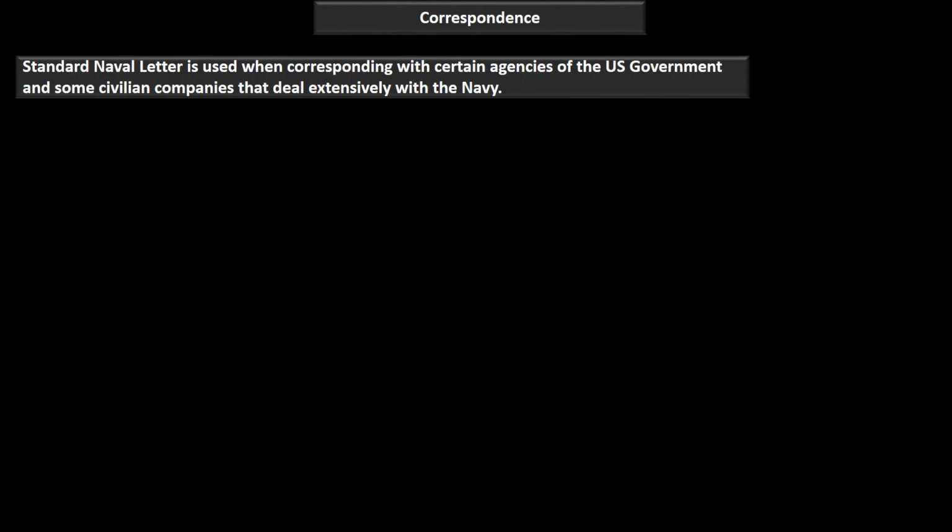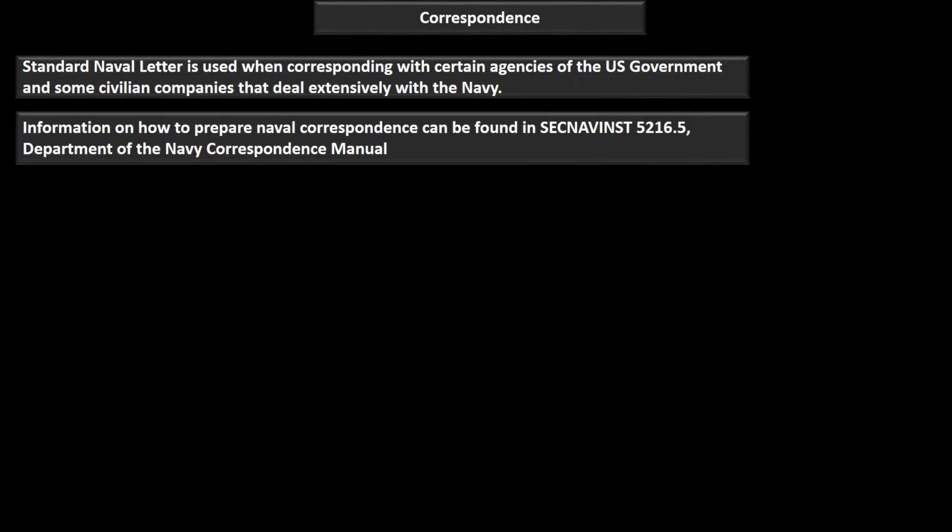Correspondence. Your standard naval letter is used when corresponding with certain agencies of the U.S. government and some civilian companies. And we know we can find guidance on a standard naval letter in the same place we found it for the Memorandum for the Record. That's SecNav Instruction 5216.5, the Department of the Navy Correspondence Manual.